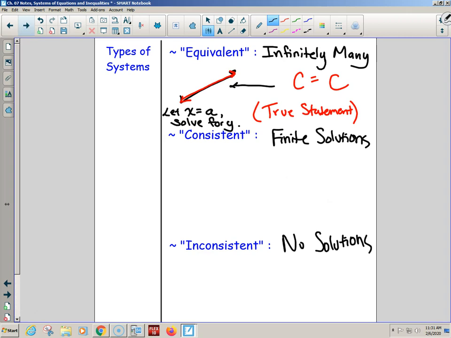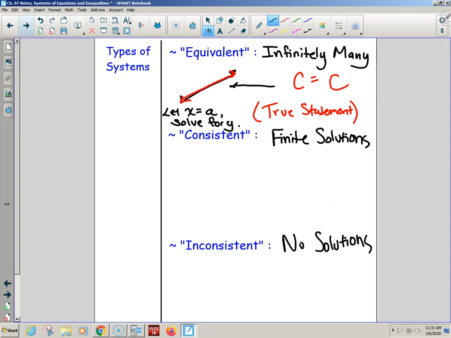So I'm kind of talking about lines, but I'm kind of just talking about systems in general too, because we're seeing parabolas and circles and all sorts of stuff. Infinitely many, they have some sort of shared boundary or some sort of shared space where there are literally infinitely many, but only in a certain location or only along a certain line or a certain plane. Consistent, there are finite solutions. Inconsistent, there are no solutions.